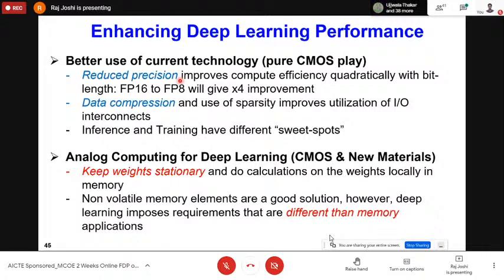So how do you get that? Then we have to rely on non-volatile memory elements, and that forms a good solution. There is good research going on in this field, and agencies like SRC in the US, and other government agencies, are pumping money into this particular field.